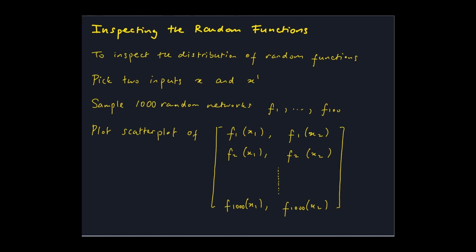Then I get my 1,000 functions, f1 up to f1,000. For those two inputs, I stack the outputs of the network. Let's imagine the output is one-dimensional for simplicity. I build a 2 by 1,000 matrix of all the outputs of my random networks, and I plot them on a scatter plot and see what it looks like.